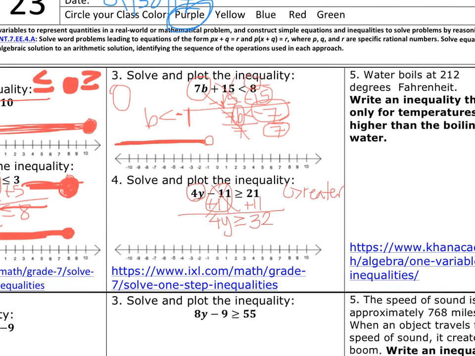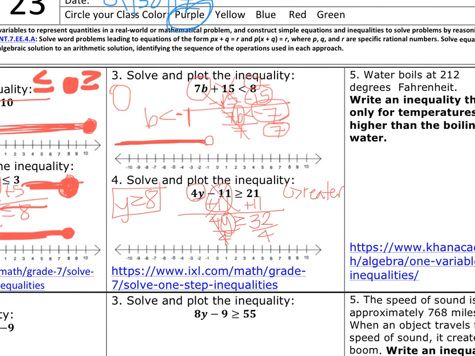Okay, so now I have to isolate my variable. And 4 is being multiplied to y. So we have to do the inverse of multiplying, and the inverse of multiplying is dividing. And what I do to one side, I do to the other. 4 divided by 4 is 1. But I'm just going to keep my y is greater than or equal to. 4 goes into 32 how many times? Let's see. 4, 8, 12, 16, 20, 24, 28, 32. So how many times does 4 go into 32? 8.